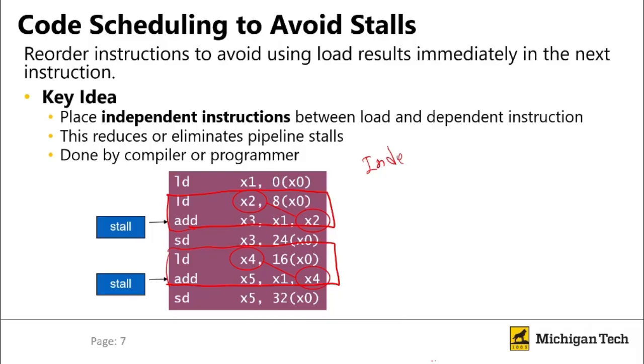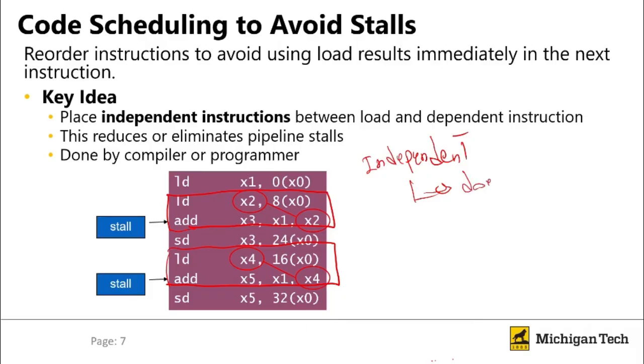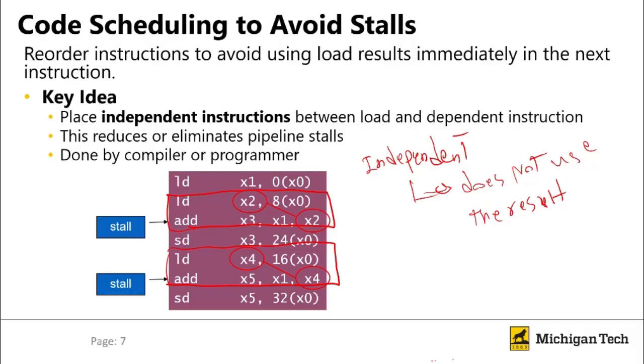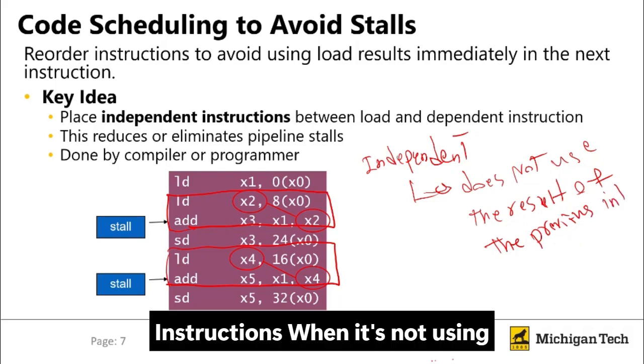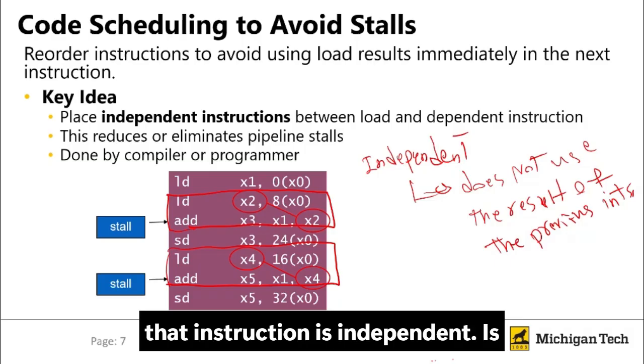Independent. When they are independent, the instruction does not use the result of the previous instructions. When it's not using the result of previous instructions, that instruction is independent.